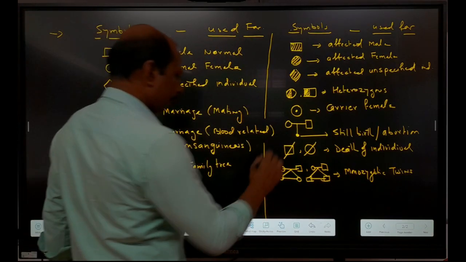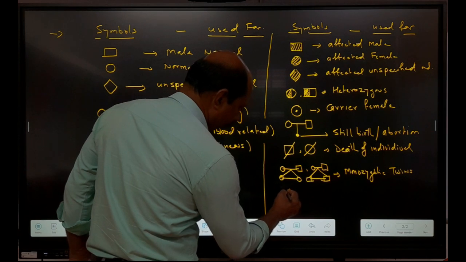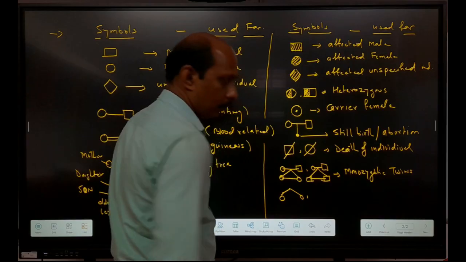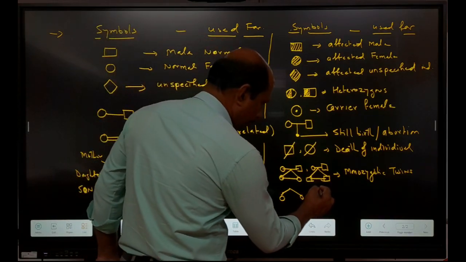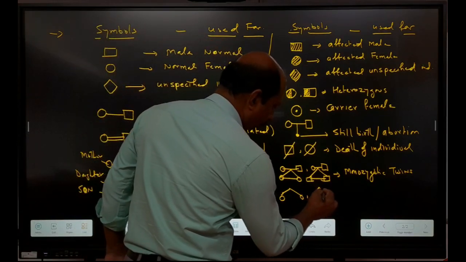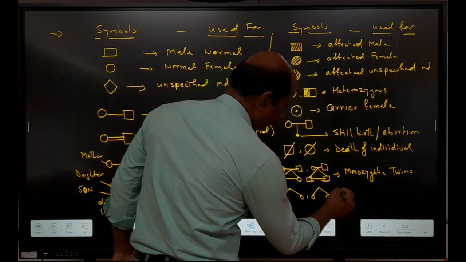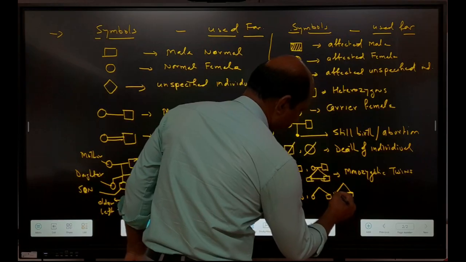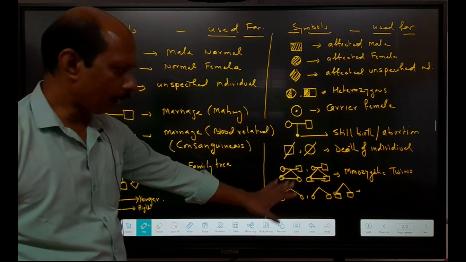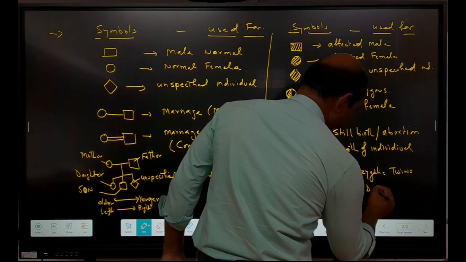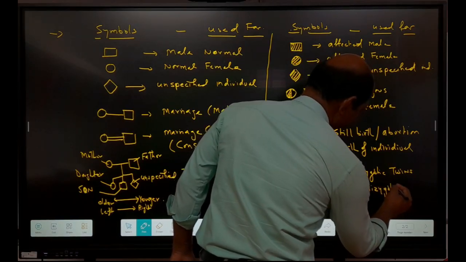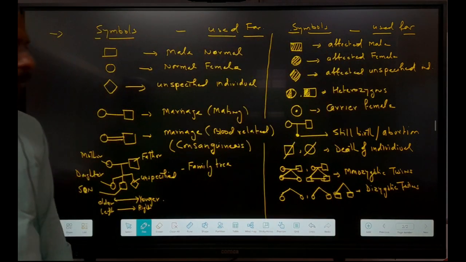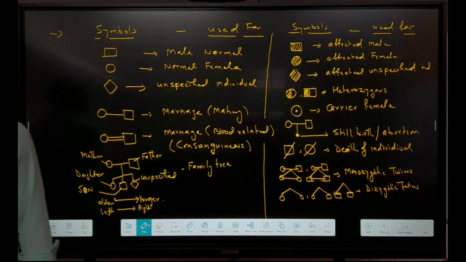Okay. Second symbol, what happens? Here it is represented by this. Here three options are there, right? Either both are male, or one is male and another is female, or both may be female. This one represents the dizygotic twins. So twins are represented by this symbol. Okay.